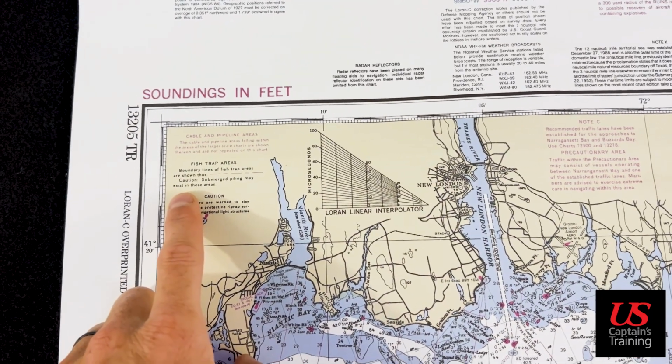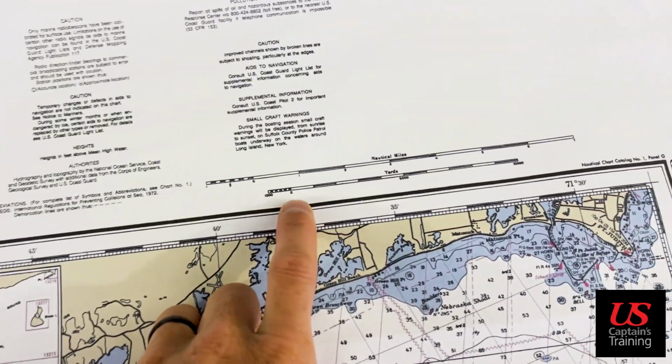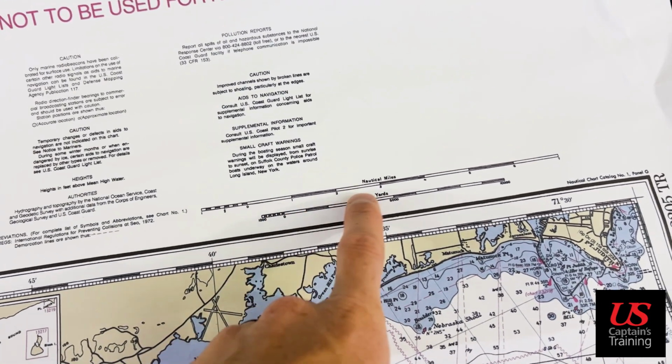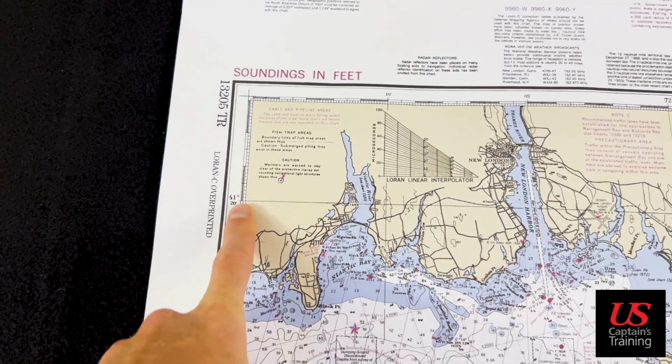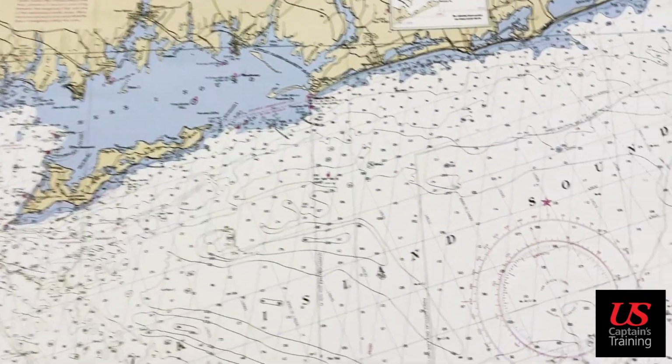And you'll notice that you can use the scale over here. Where is it? Here it is. It'll show you nautical miles, yards. You can use this scale, but it's much less convenient than using a latitude scale. There's a couple other things I want to show you on this chart.